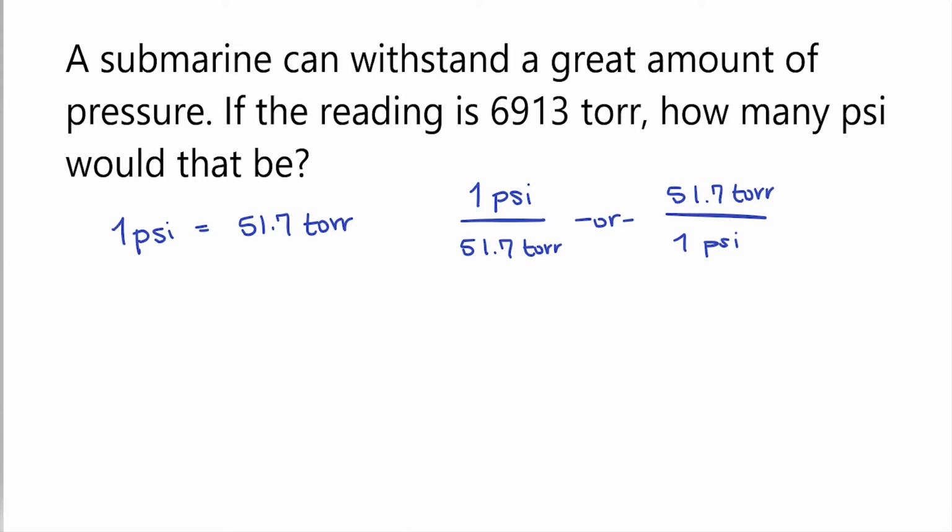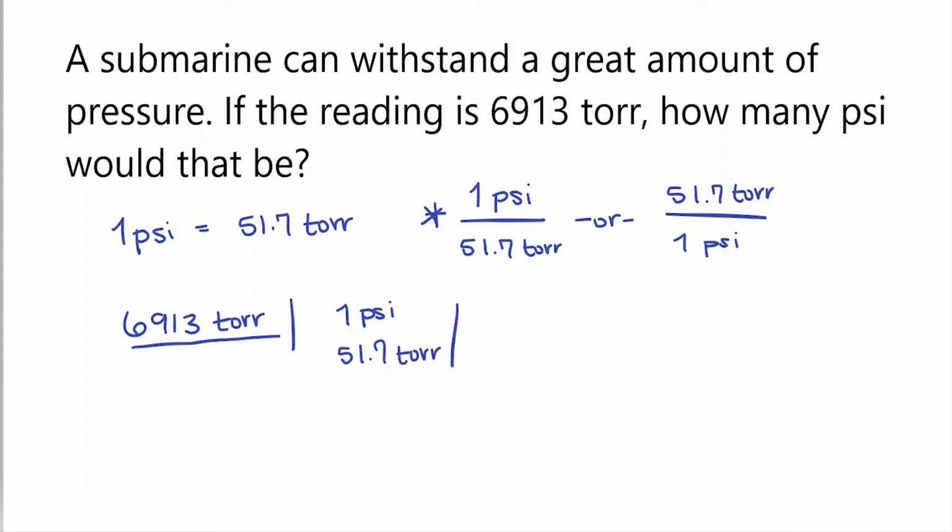Now since I'm going from Torr to PSI, I want to have PSI on top and Torr on bottom. So I'm going to use this fraction on the left. Now let's use the information from the question to solve. So I start off with my 6,913 Torr. Next I'm going to use my fraction. So every 1 PSI is going to be 51.7 Torr.